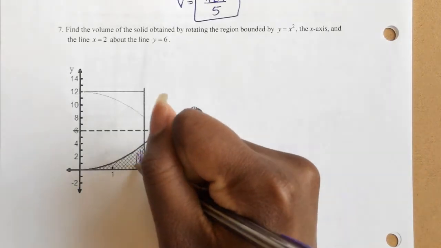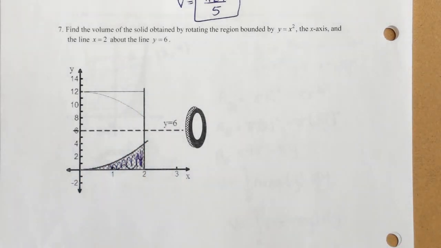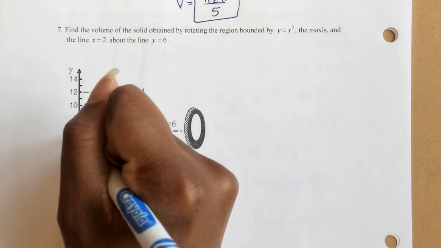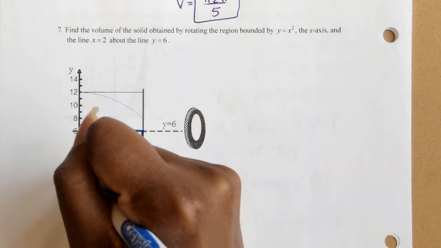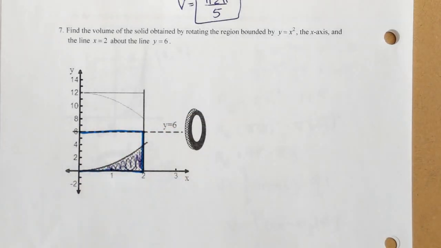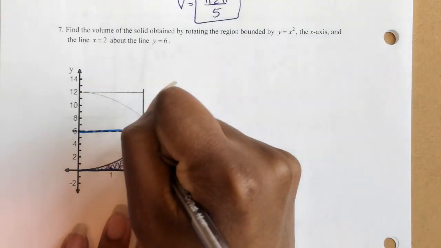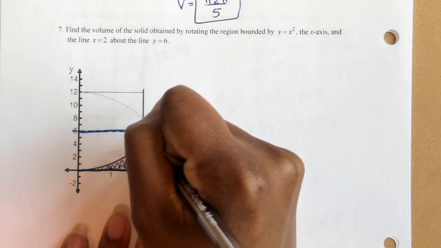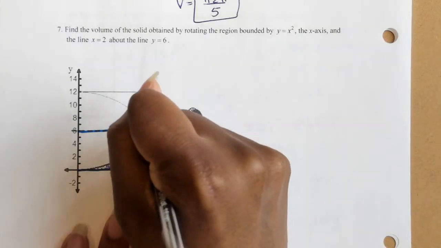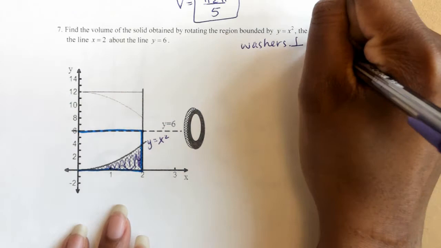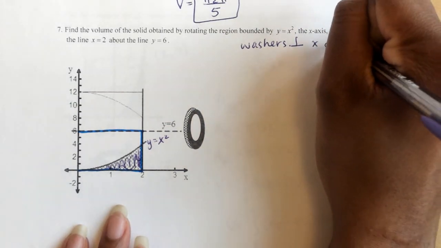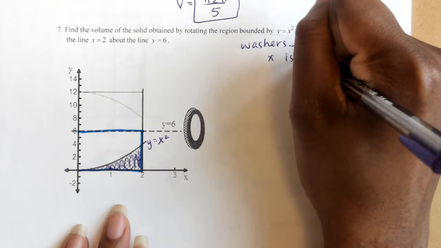So we're taking all of this and we're rotating it across all of this. So this is the whole space that will be rotated. This equation is y equals x squared. Our washers are perpendicular to the x-axis, so x is the variable.